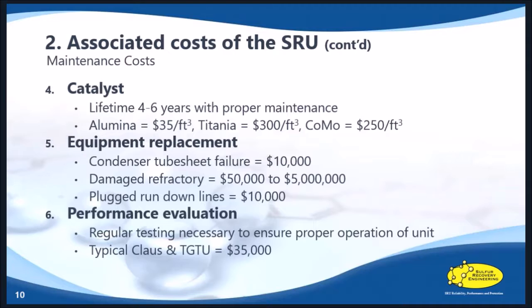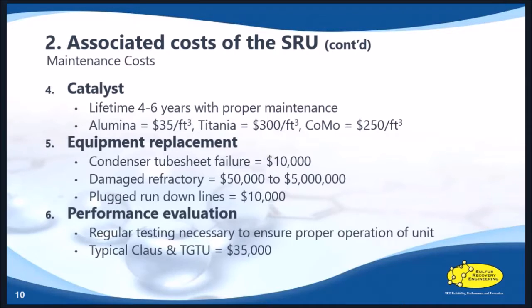obviously, in the SRU, we have catalysts. Normally, you have 4 to 6 years of catalyst life. You'll be able to get that with proper maintenance. A regular alumina is $35 per cubic foot. Titania, in order to get really good hydrolysis numbers of COS and CS2, you'll be paying more, $300 per cubic foot. And the Como catalyst, this is what's in the hydrogenation reactor of the Scott unit. It's a little bit less expensive than Titania, but still pretty expensive at $250 per cubic foot.